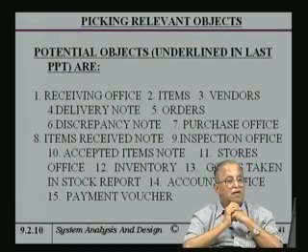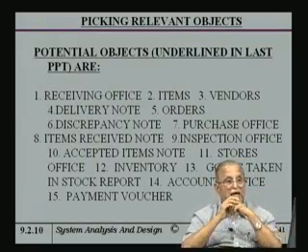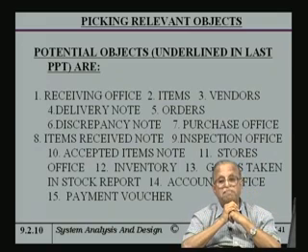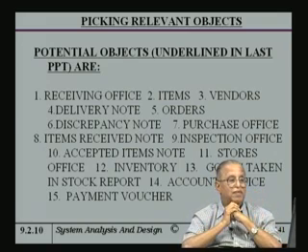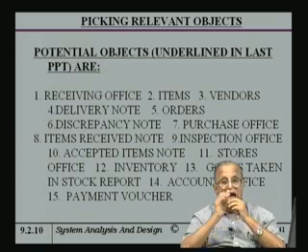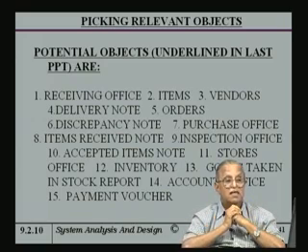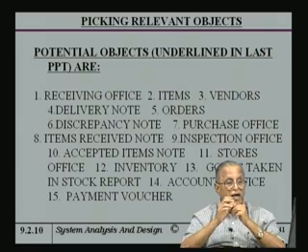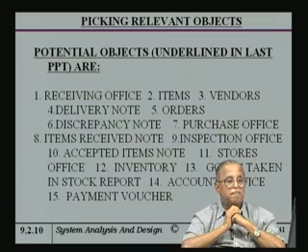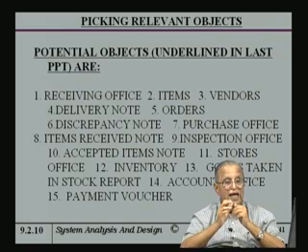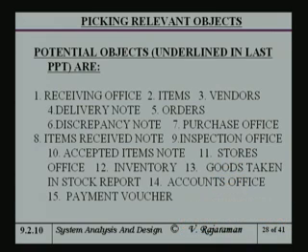Now, we took all those underlined potential objects and listed them: receiving office, items, vendors, delivery note, orders, discrepancy note, purchase office, items received note, inspection office, accepted items note, stores office, inventory, goods taken in stock report, accounts office, payment voucher. 15 potential objects are there.